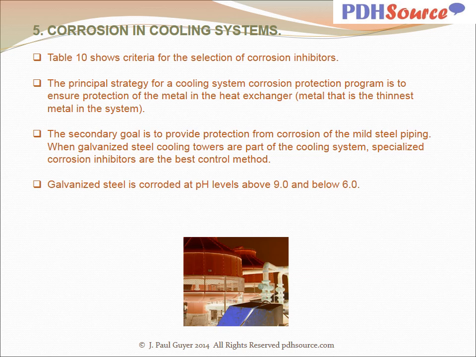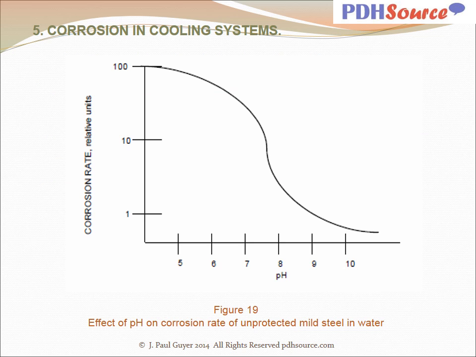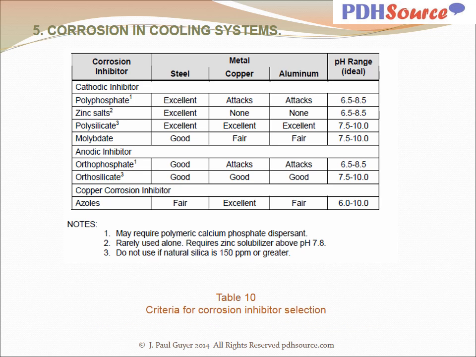When galvanized steel cooling towers are part of the cooling system, specialized corrosion inhibitors are the best control method. Galvanized steel is corroded at pH levels above 9.0 and below 6.0. Figure 19, indicated here on slide 116, indicates the effect of pH on corrosion rate of unprotected mild steel in water. Table 10, indicated here on slide 117, indicates the criteria for corrosion inhibitor selection of different types.